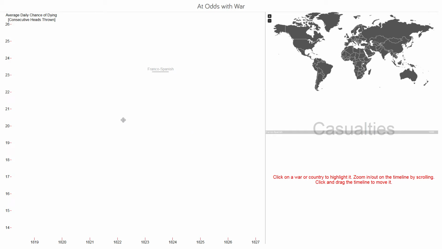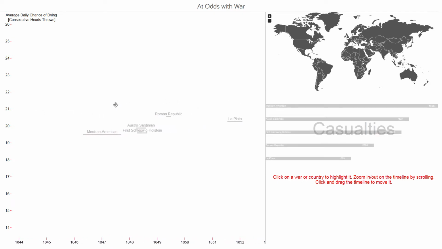We've got the main timeline graph, the world map, the casualties ranking, and the additional information section. We can go through the timeline by clicking and dragging the timeline itself. The horizontal bars on the timeline indicate the duration of the wars.